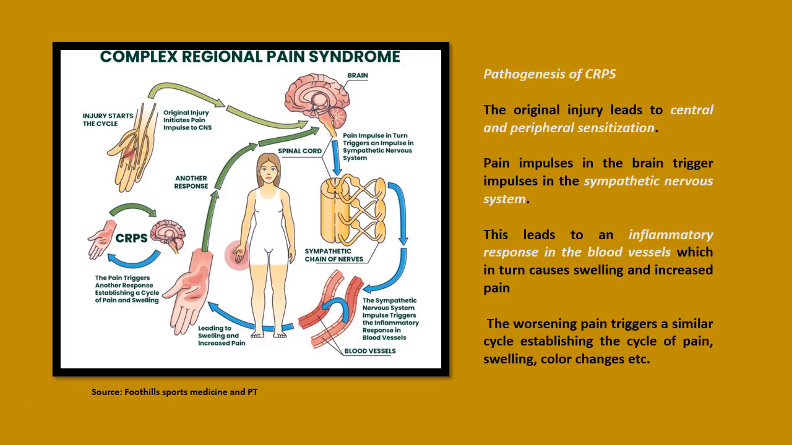Pathogenesis. A summary of pathogenesis of CRPS is as follows. The original injury leads to central and peripheral sensitization. Pain impulses in the brain trigger impulses in the sympathetic nervous system. This leads to an inflammatory response in the blood vessels, which in turn causes swelling and increased pain. The worsening pain triggers a similar cycle, establishing a cycle of pain, swelling, color changes, etc.